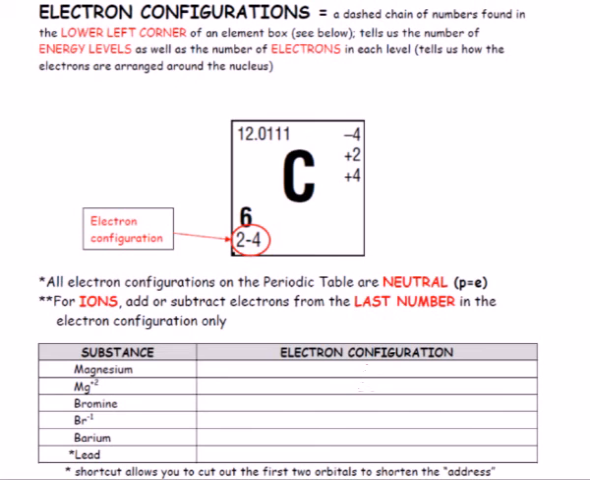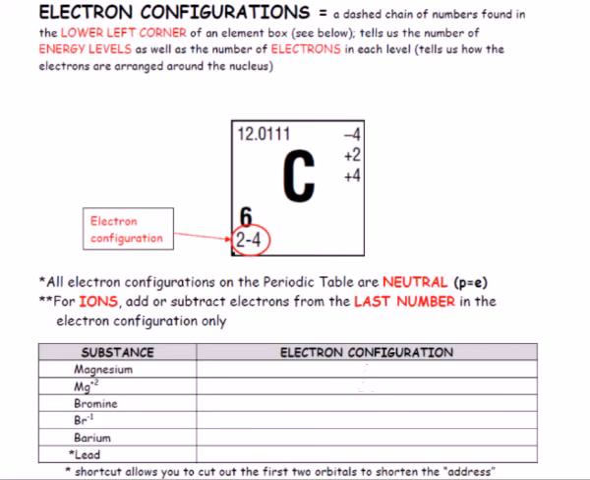So guys, electron configurations are a dashed chain of numbers that are found in your lower left corner on your periodic table. This is in the new packet that I passed out today. They tell us the number of energy levels as well as the number of electrons that are in each level. So they're telling us how the electrons are arranged around your nucleus. That's really what they're telling us. It's kind of a brief synopsis of what they are.